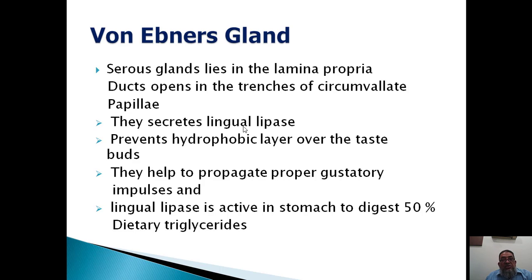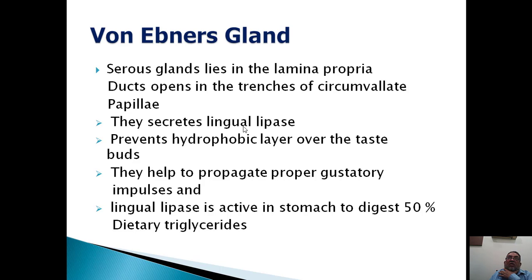So these taste buds then sense the types of sensation, whether bitter, sour, or sweet. So they help to propagate proper gustatory impulses. Gustatory impulses depend upon the release of lingual lipase, which will properly convey the gustatory impulses to the higher center. Lingual lipase is active in the stomach to digest 50% of dietary triglyceride. Now always remember the triglycerides are the components of fats. So 50% digestion will take place in the stomach with the help of lingual lipase.